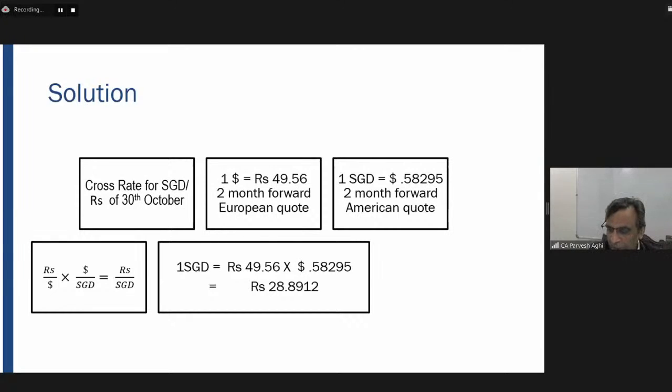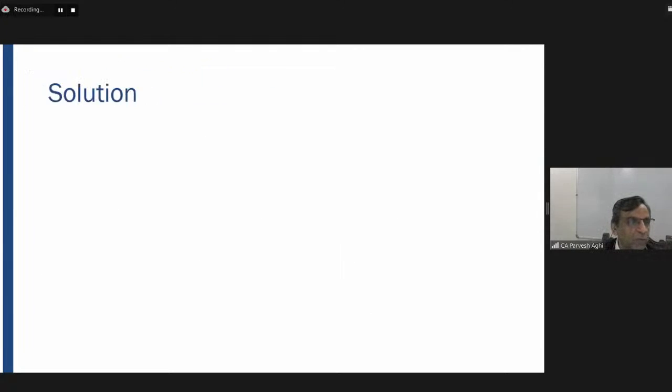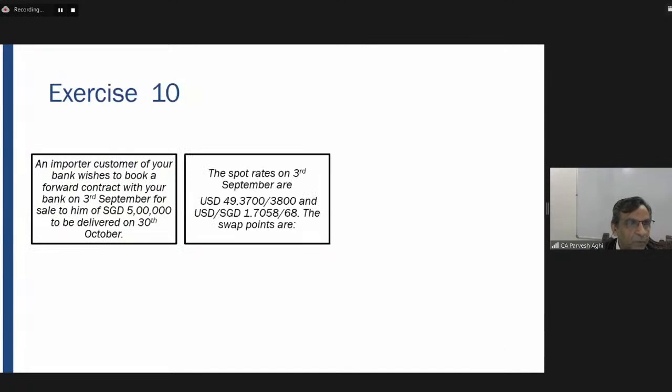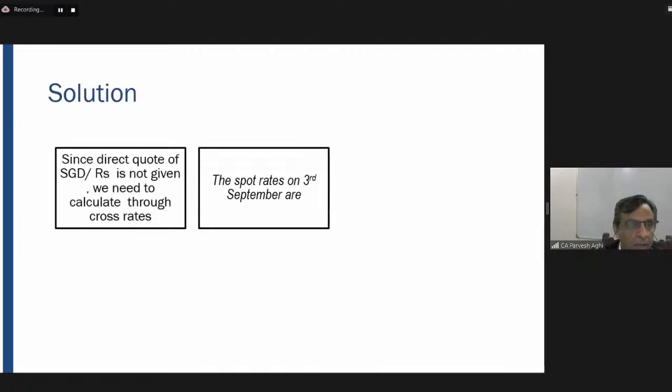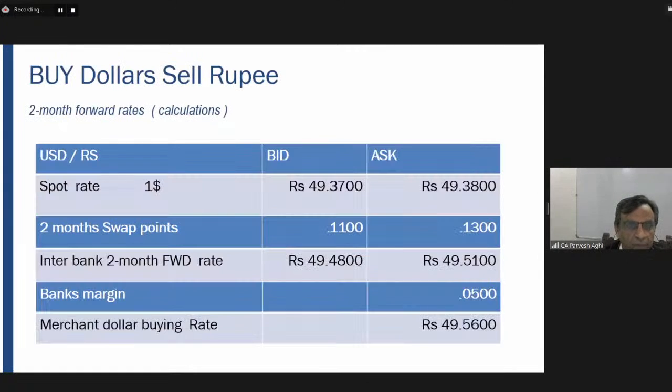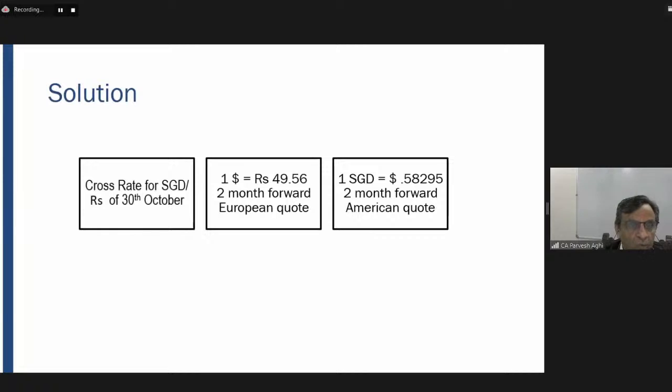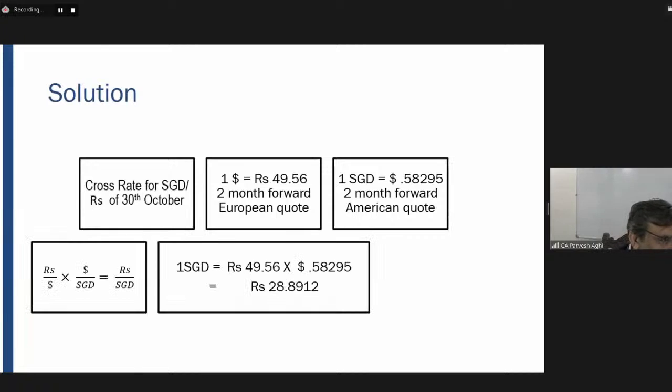So if you look at the question again, the question given was: calculate the rate to be quoted to the importer by assuming an exchange margin of 5 paisa. So it said, how much will be the rate for the importer. So we have calculated it as 28.89. Okay, fine. So this is the rate. Okay. So this solves our question.